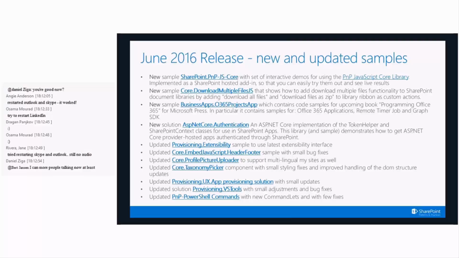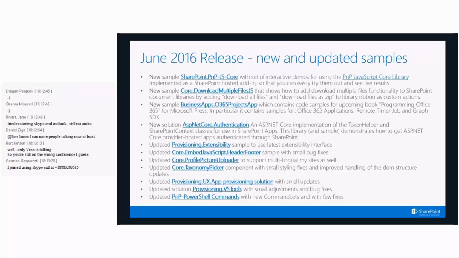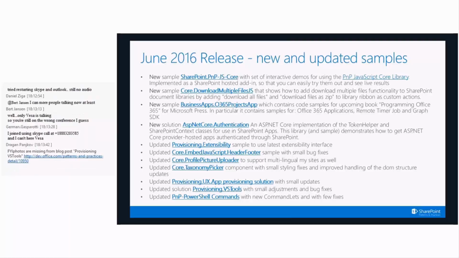Then there's the ASP.NET Core Authentication, and this is ASP.NET Core implementation of Token Helper and SharePoint Context. And we're looking into the interest around this one. So right now it's inside of the PnP main repository, but if people are interested in using these components in their ASP.NET Core implementations, then we'll absolutely spin this out into its own repository so that we can version that individually and we can do development together with the community individually as well. And then there's quite a lot of updates on the existing samples as well.